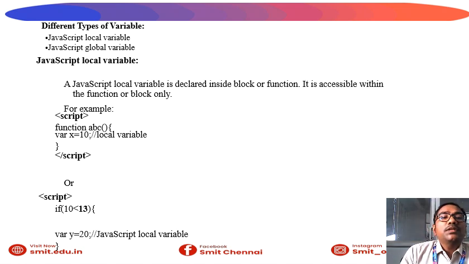So we will see about the different types of variables, that is local variable and global variable. A JavaScript local variable is declared inside a block or a function, and it is accessible within the function or block only. Now you can see here under the script tag we have a function called ABC, and we have declared a variable, that is var x is equal to 10. So we can access it only within that particular block or function. It cannot be accessed outside that particular function. That is why it is called a local variable.